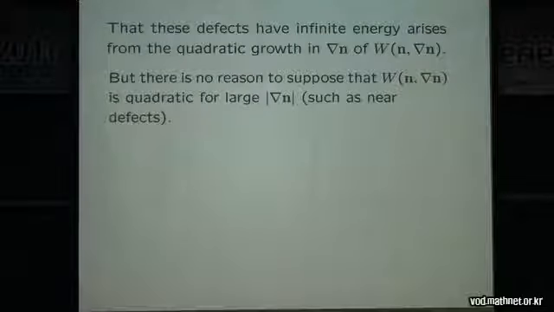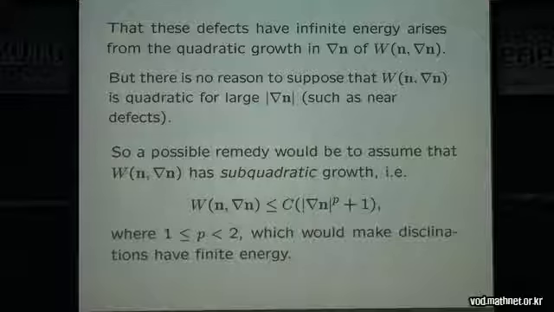But there's probably no reason to suppose it does grow quadratically in the gradient of n. I mean, when you have quadratic functions, that's because you've taken some expansion and said that the gradient of n is small. But if you're at a defect, the gradient of n is infinite, right? So there's no reason really to suppose that. So a possible remedy would be to change W and make sure that it had subquadratic growth at infinity.